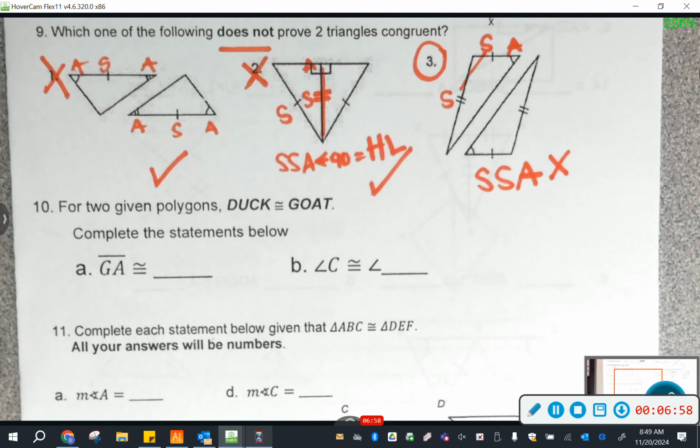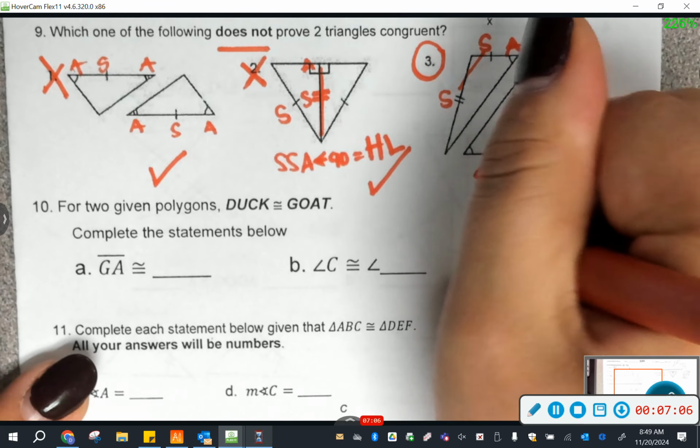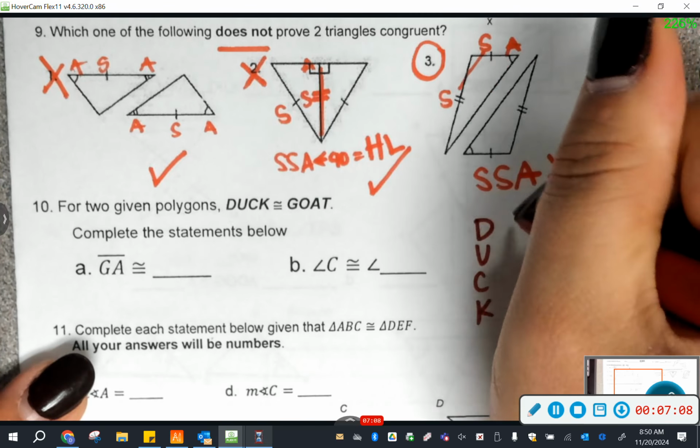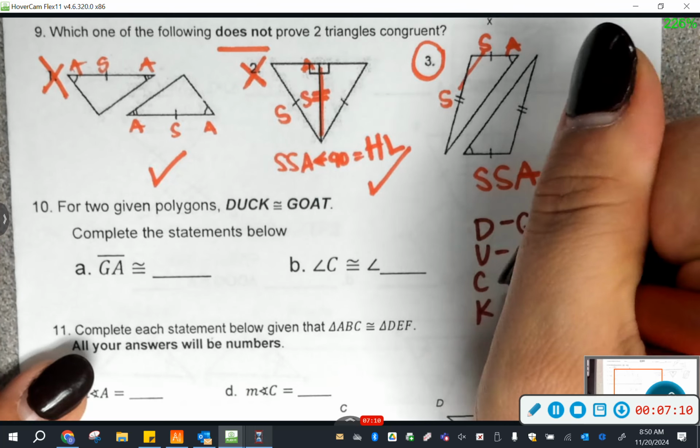For the next one, are you really going to have a question this easy on your test? Yes. But what do you have to do to get it right? Do a table. Do your little chart. Do your table. Duck is congruent to goat.